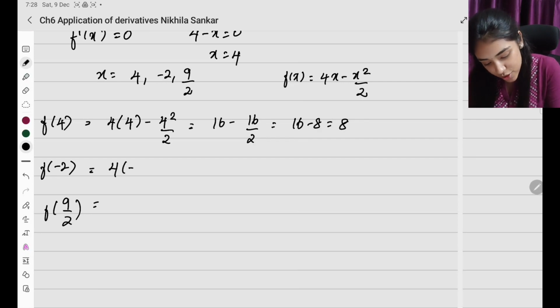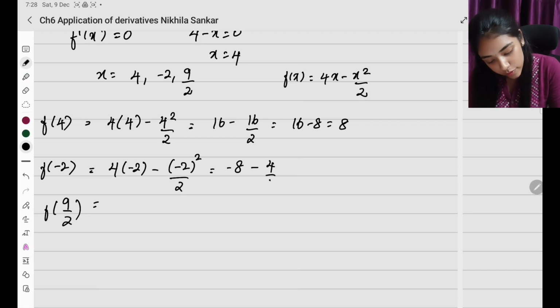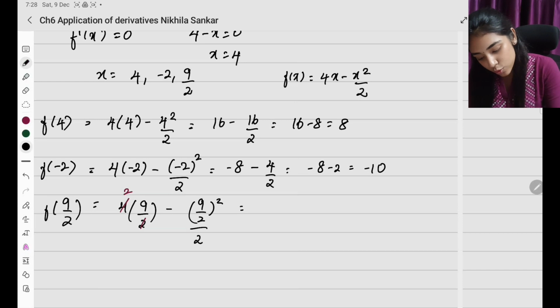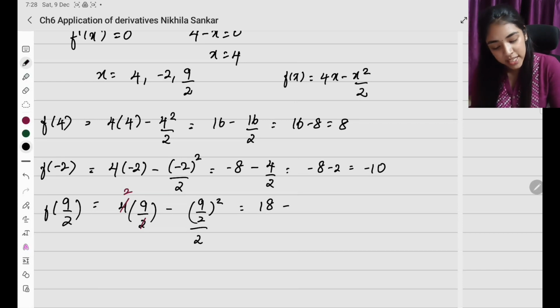Similarly for minus 2: 4 into minus 2 minus minus 2 the whole square divided by 2. So 4 times minus 2 is minus 8, minus 2 square is 4, 4 divided by 2 is 2. So minus 8 minus 2, which is going to be minus 10. Here for 9 by 2: I have 4 times 9 by 2 minus 9 by 2 the whole square divided by 2. So here the 2 and the 4 get cancelled, 2 remains, 18 minus 81 divided by 4, divided by 2.